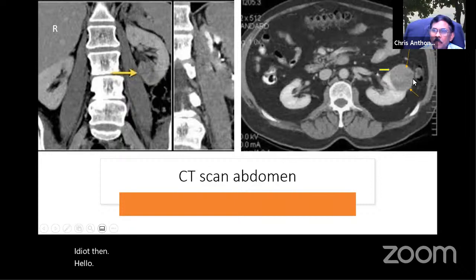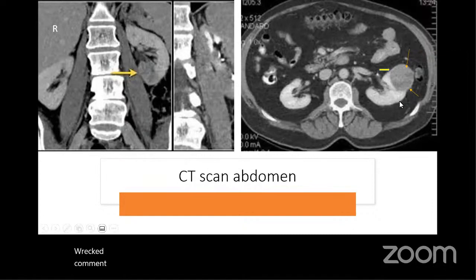So this is a different patient. This is the upper pole of the left kidney. All right. Any comments? Anything you're not sure? Yeah, okay, got it.